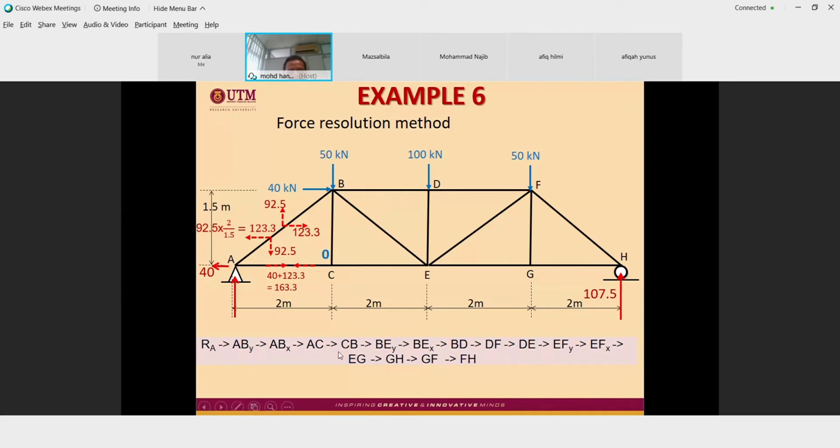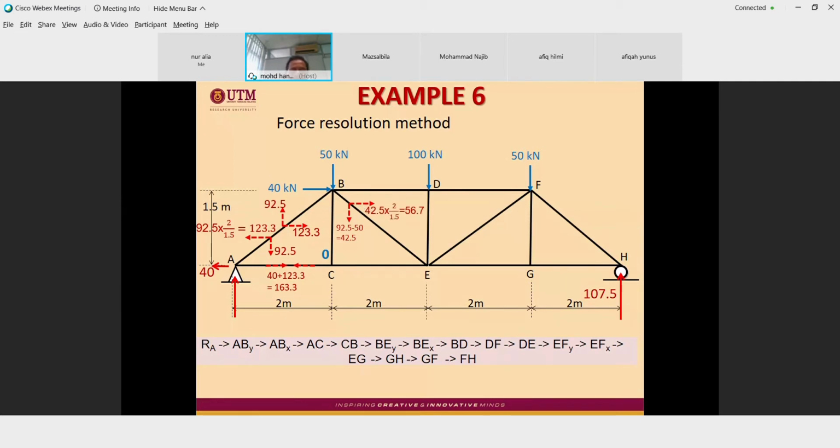Now we go to B. For joint B, what vertical component do you have? You have 50. BD has no vertical component, so simply we can calculate the vertical component of BE: 92.5 minus 50 equals 42.5. 50 is here.